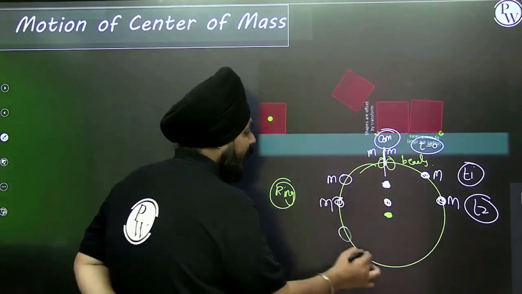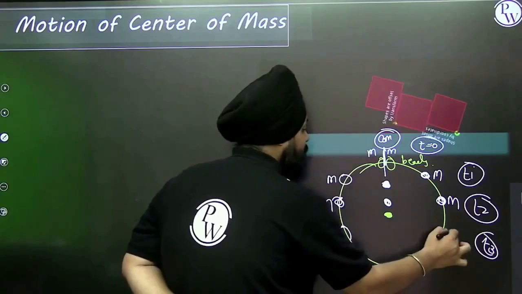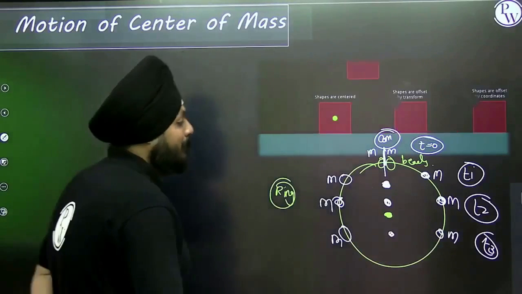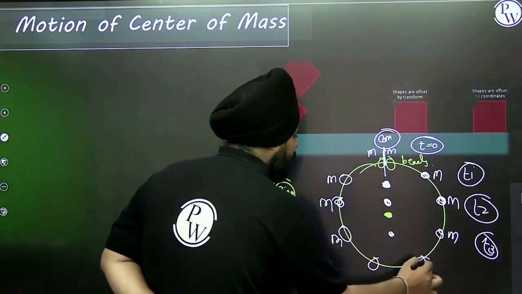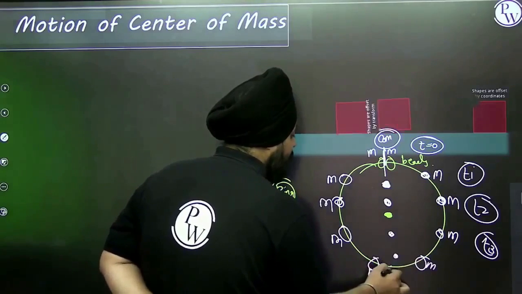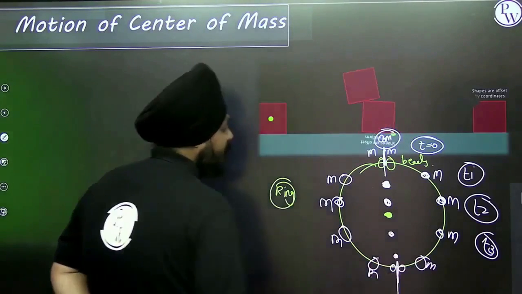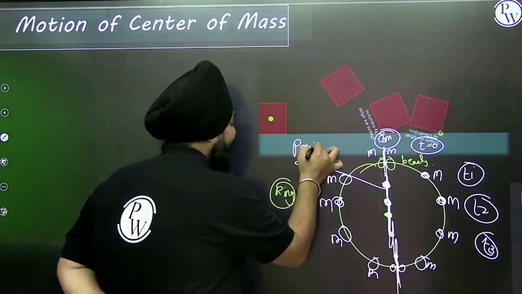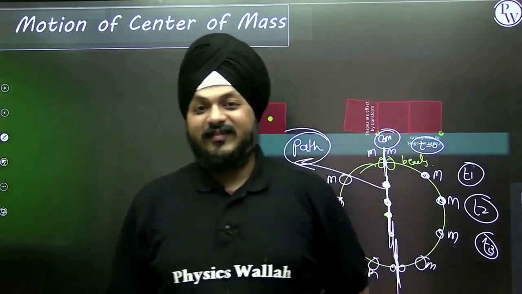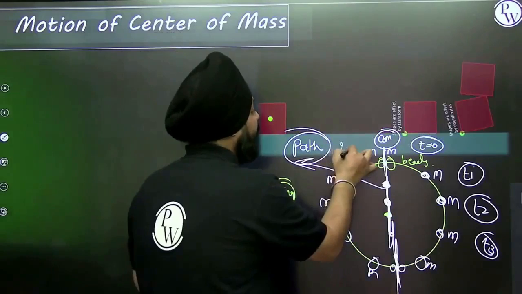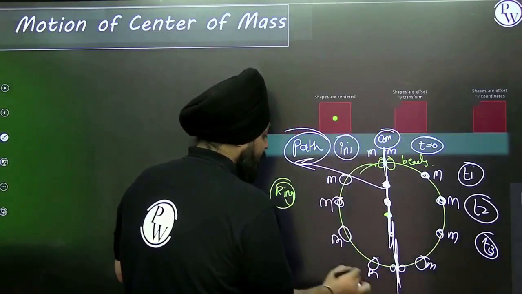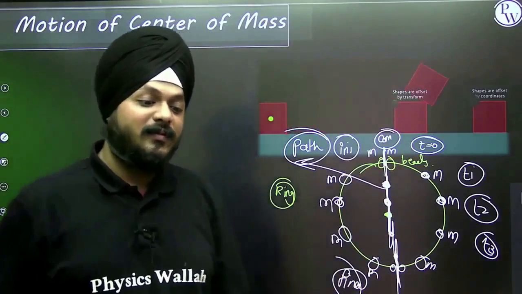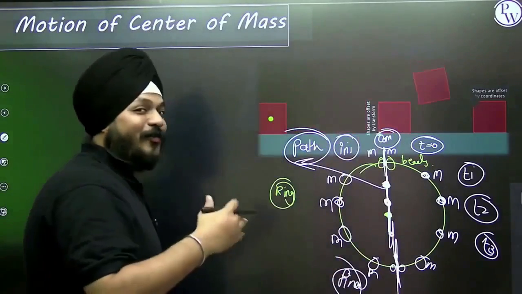Now, at t3, m is here and m is here. See, the center of mass is going to be at the midpoint. Finally, we are going to reach here, m and m. The center of mass will be here, and they will just interact. What path did the center of mass follow? A straight line. In between the initial and final points, did we find any kind of motion of the center of mass? Yes. It was along a straight line.